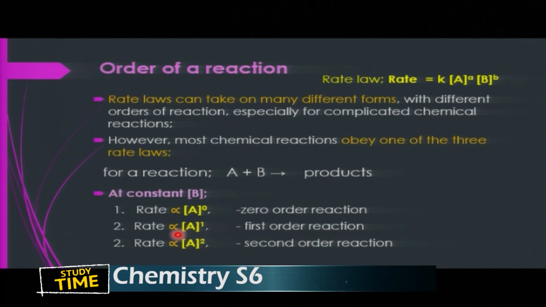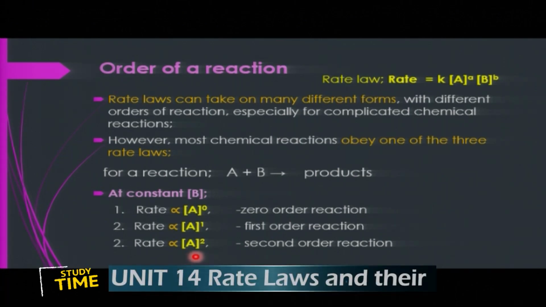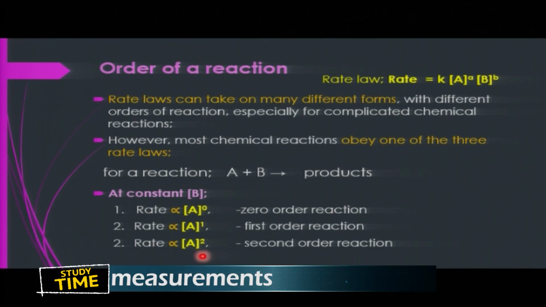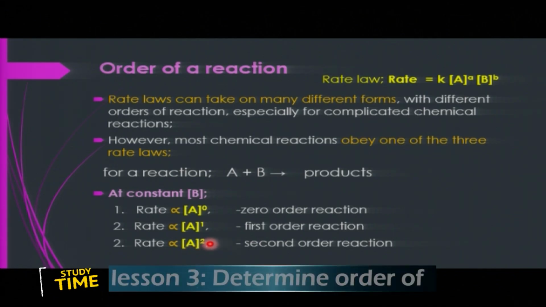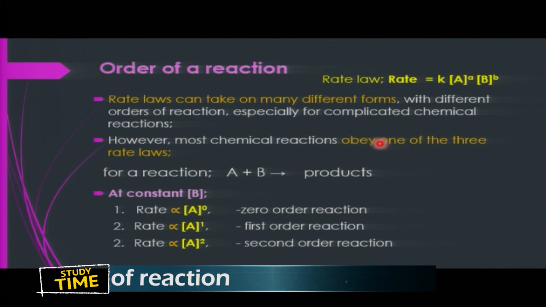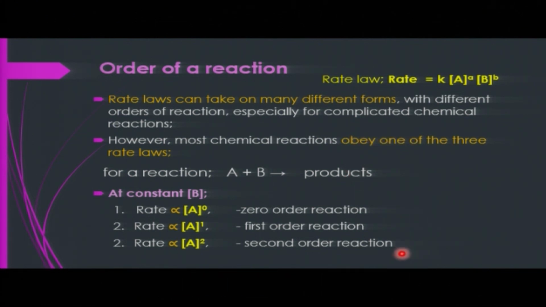In other words, the rate is directly proportional to the concentration. Then for the second order, when you double the concentration, the rate increases by a factor of 4. That is what we mean by the square, or A squared. So these are the 3 general rate laws that most chemical reactions conform to. It's either a zero order, a first order, or a second order.